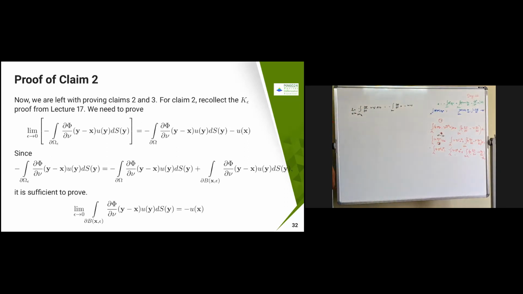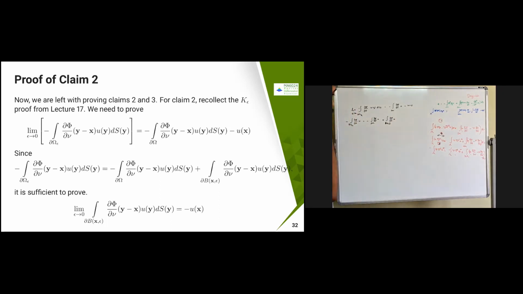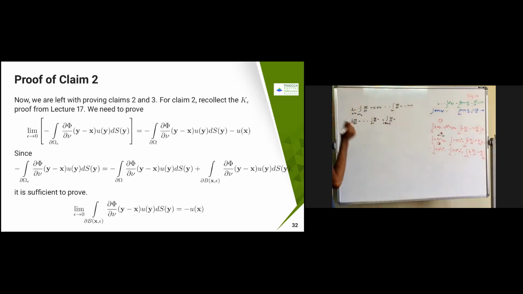So we know this one. If I define it on the entire domain, I get this identity: the integral over dou omega epsilon of dou pi by dou nu times u equals minus the integral over dou omega of dou pi by dou nu times u plus the integral over dou B of x, epsilon of dou pi by dou nu times u. How do we get this one?